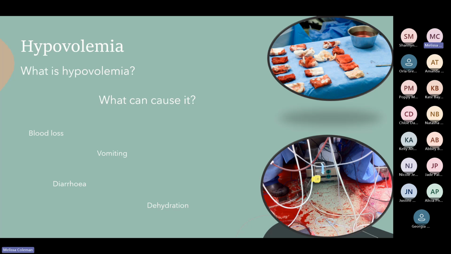And then you've also got dehydration. If they're dehydrated, there is less extracellular fluid, which makes the blood thicker, and it's then harder for the blood to go through the vessels nicely.